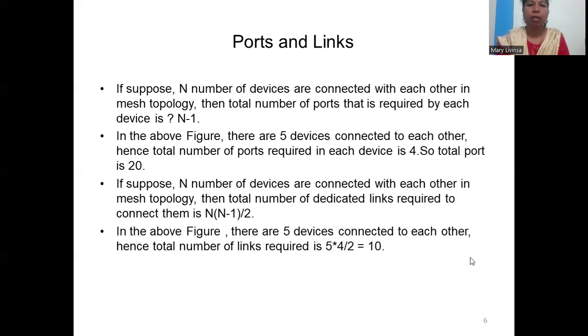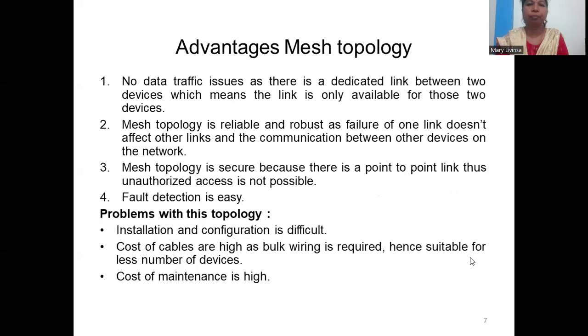Then we can calculate the number of links. Suppose n number of devices are connected with each other in mesh topology, then the total number of dedicated links required to connect them is n into n minus 1 divided by 2. So here we have taken 5 devices. So the total number of links required is 5 into 4 divided by 2, which is equal to 10.